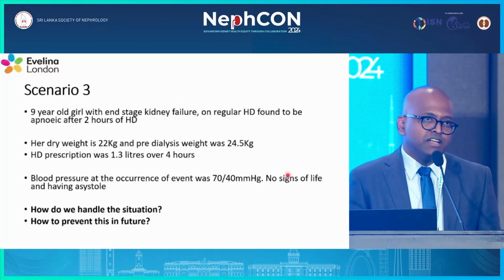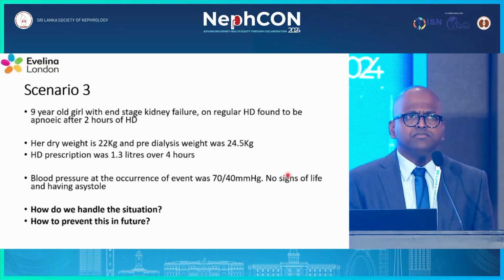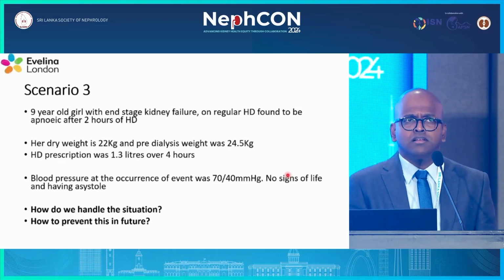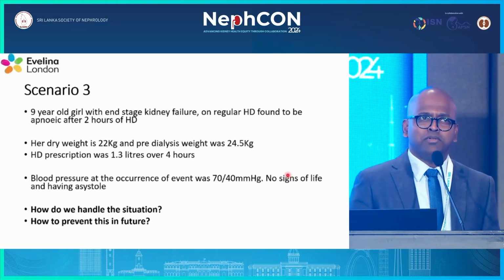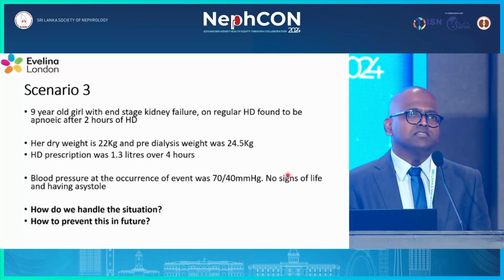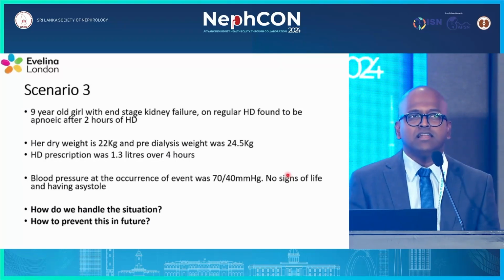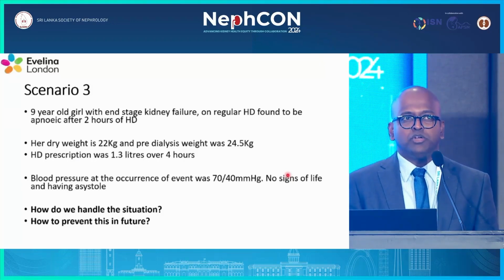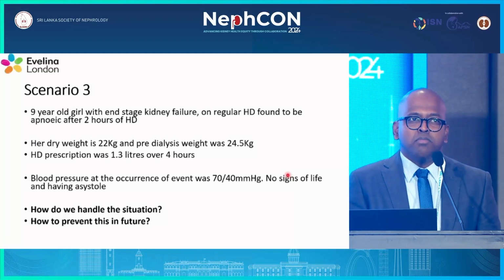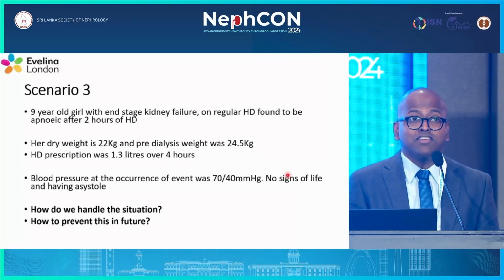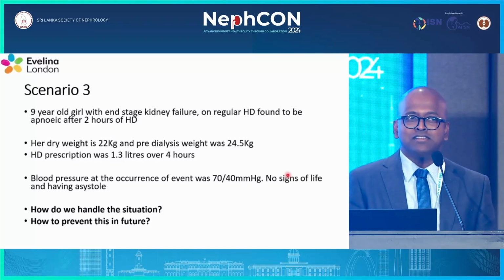So there's a third scenario: a 9-year-old girl with end-stage renal failure on regular hemodialysis. During the session, she was found to be apneic all of a sudden after 2 hours of hemodialysis. Her dry weight is about 22 kilos and pre-dialysis weight was 24.5. Hemodialysis prescription was about 1.3 liters over 4 hours. Blood pressure at the time of occurrence was low, no signs of life, and she was in asystole. Quite scary, isn't it? How do we handle this situation?